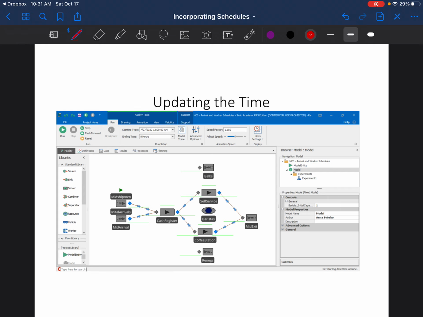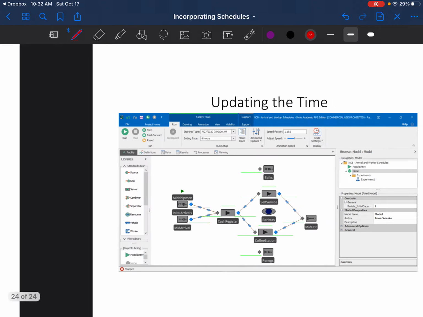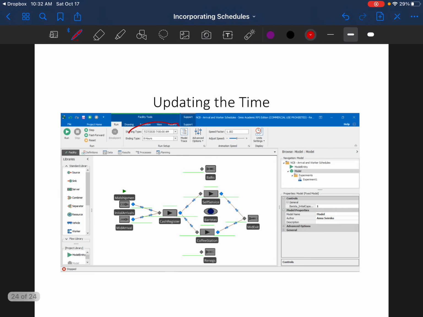And then we have to update our time. We have to make sure that we go up here and update the time of the model so that it matches the work schedule we have, right? Right now it's starting at 12 midnight and going for 8 hours. Well, if we kept it there, that would be modeling it incorrectly, because we wouldn't even have any workers until 7 hours after the time started. So we have to make sure that that's reflected and it actually starts at 7 a.m. so that the time is correct.